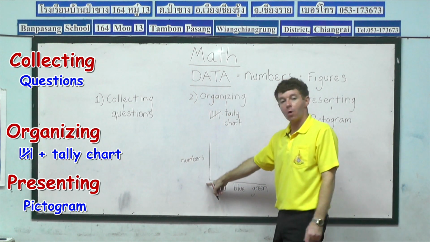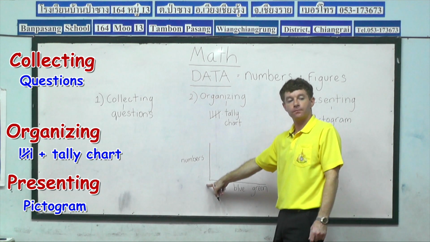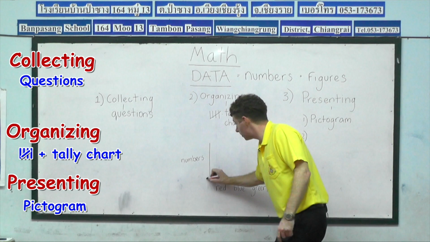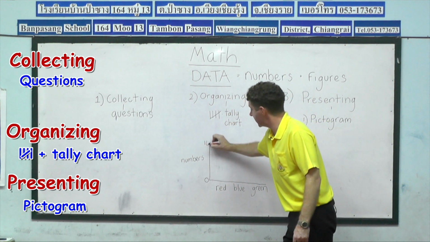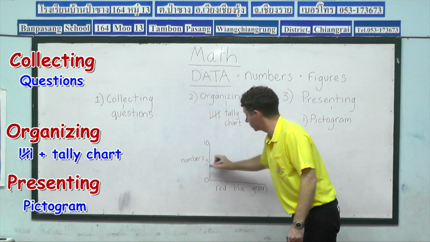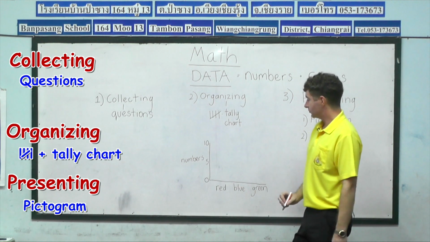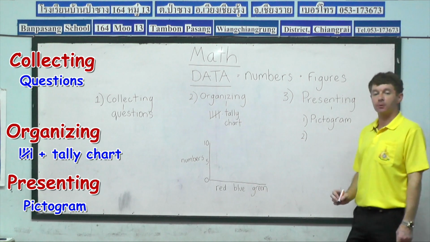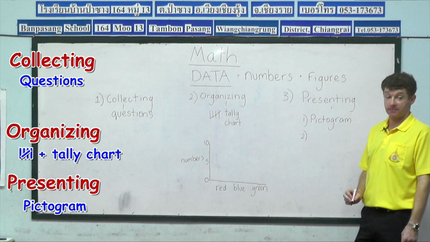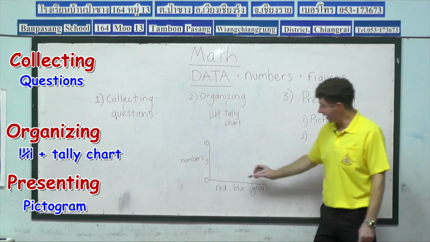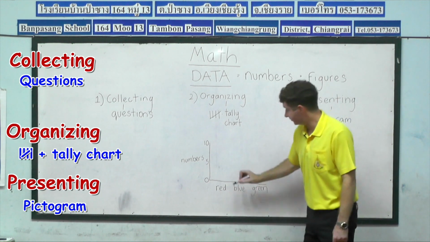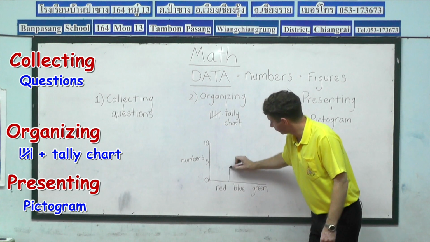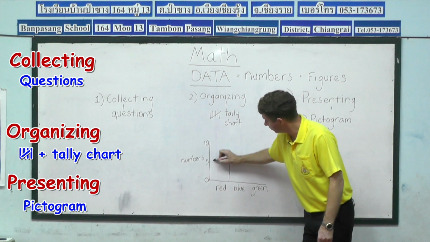And what number always starts at the bottom? Zero. Always zero at the bottom, guys. And then we can go to the top. Let's say 10 at the top. So the middle will be 5. So if 5 people like red as their favorite color, where should the bar go to on my chart? To 5. So we would draw the bar and then we would go across.